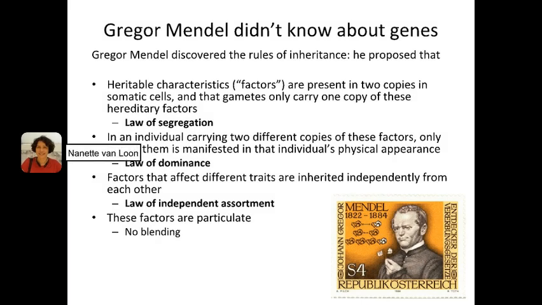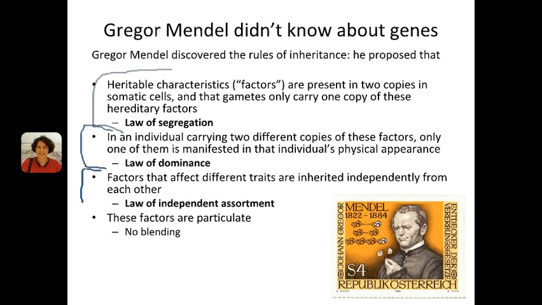From chapter 14, we remember that Mendel discovered how characters are passed on from generation to generation. And he was able to formulate 3 different laws of inheritance that were called the law of segregation, the law of dominance, and the law of independent assortment.